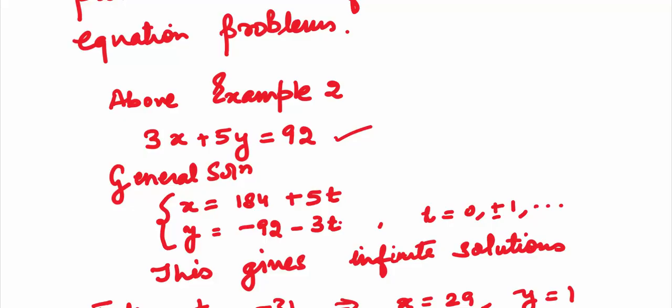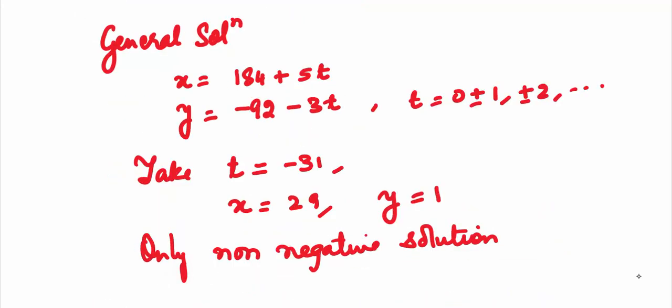Now, out of these infinite solutions, we will look for non-negative integer solution. In the general solution, if we take t is equal to minus 31, we will get x is 29 and y is 1. And this is the only non-negative solution. You can try for different values of t. Now, you just saw that from the general solution of a Diophantine equation, we've got a non-negative solution. And that's why we say they are a particular case of Diophantine equations.